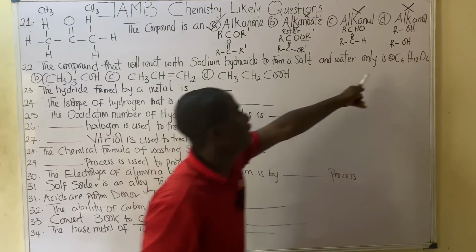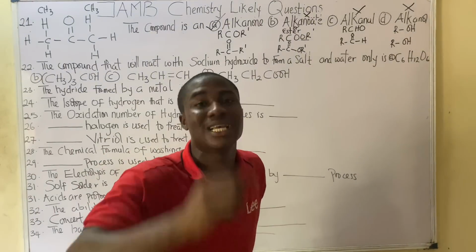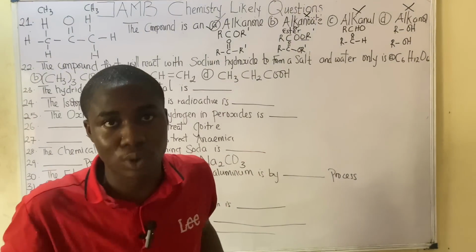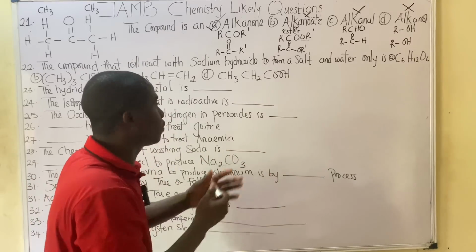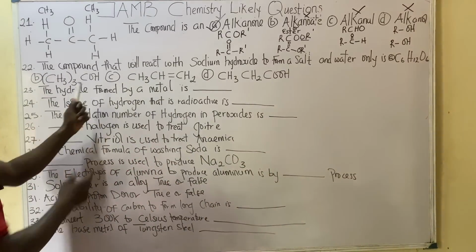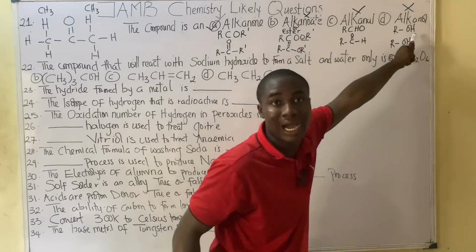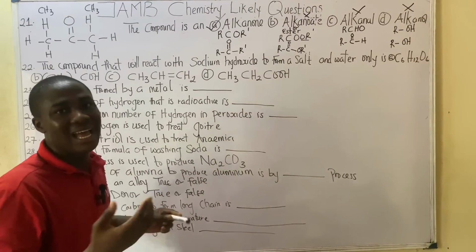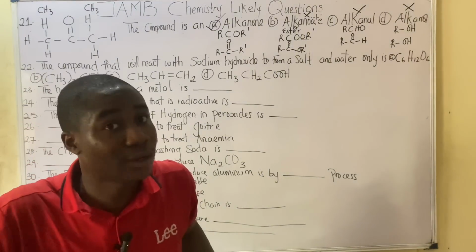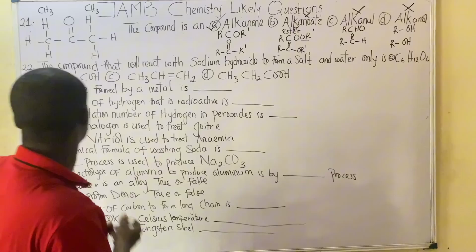Is option A an acid? C6H12O6. I've said this many times. C6H12O6 is glucose. Is glucose an acid? No. So option A is out. Option B, at the end, I saw OH. This compound is actually an alkanol or an alcohol. Did I say it is alcohol that reacts with a base to form salt and water? No, I said acid, acid. So option B is out.